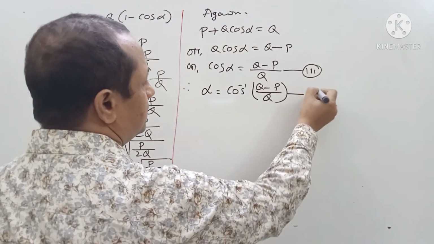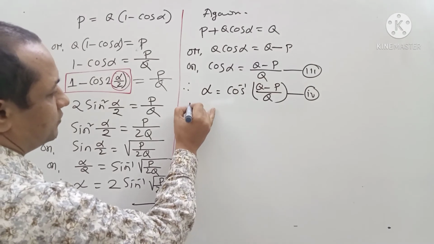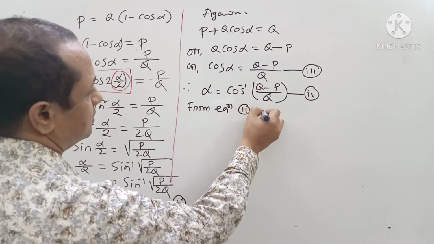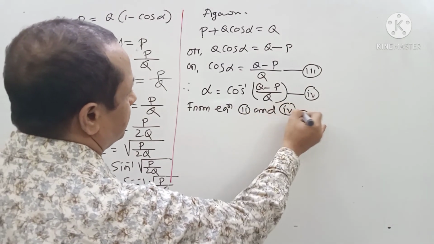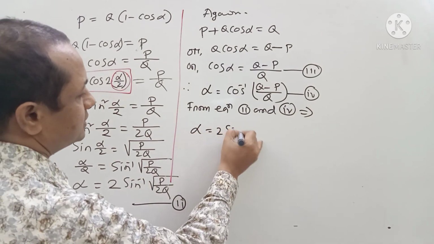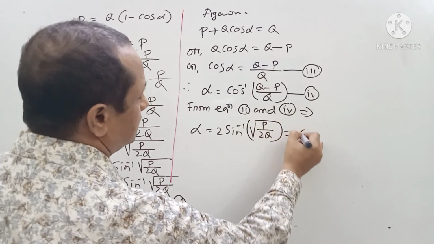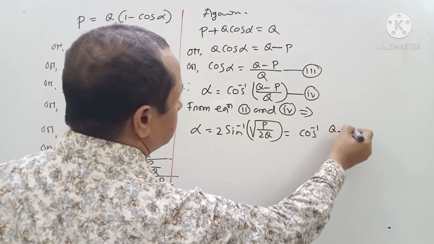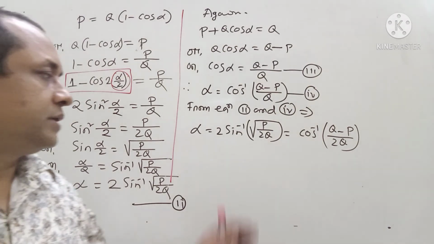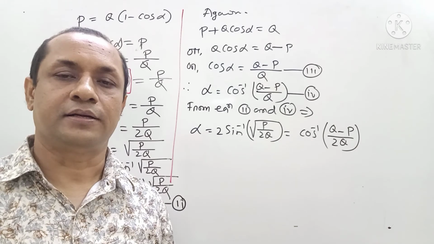Now from equation 2 and 4 we get alpha equals 2 sin inverse root over P by 2Q equals cos inverse Q minus P by 2Q. So students, it is proved. I hope you are clear.